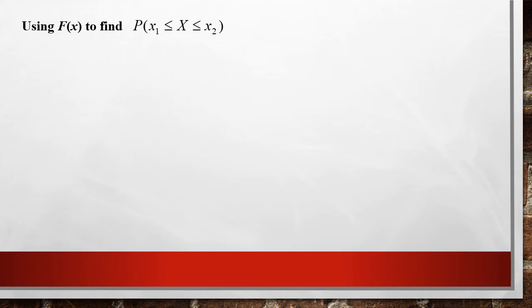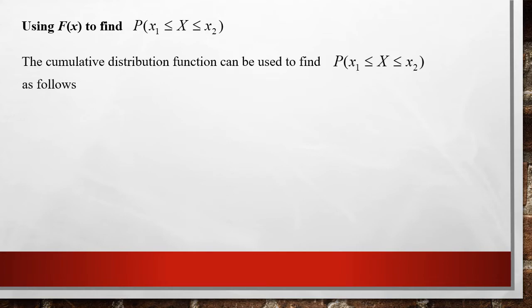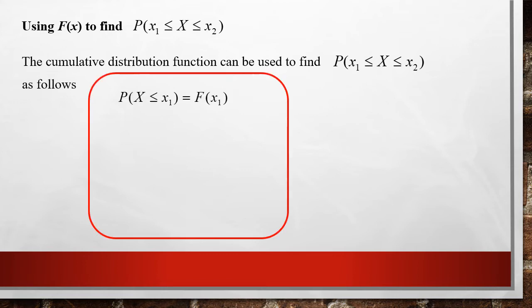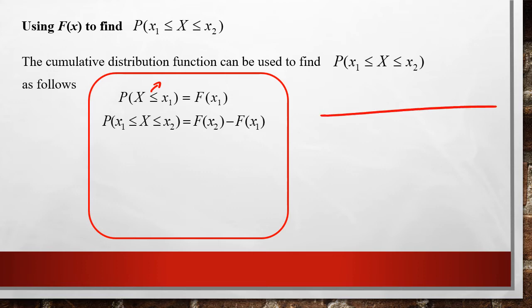Okay, so using capital F of x to find the probability of x from x1 to x2. The cumulative distribution function can be used to find the probability of x between x1 and x2 inclusively as follows. If we want to find the probability of x less than or equal to x1, directly we can use capital F of x1, because this is the representation of the cumulative, directly. But if you want to find the probability of x between x1 and x2 inclusively, so what is x1? This is x1, this is x2, right? We want to find in between here.